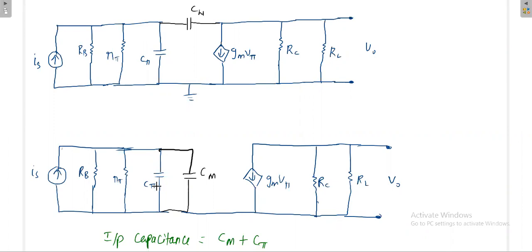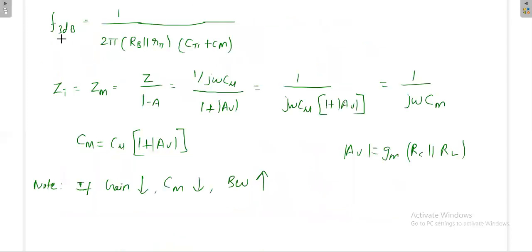The rest of the circuit is the same. Once it is mapped, the input capacitance is not C pi, it is C pi plus CM, because when capacitors are in parallel, you can simply add. Now what is the effect of this? In general the 3 dB cutoff frequency is 1 by 2 pi RB parallel R pi, because only R pi would be there, but here RB also is there. In general C pi will be there, but here CM is also there. Then the new capacitance is C pi plus CM.